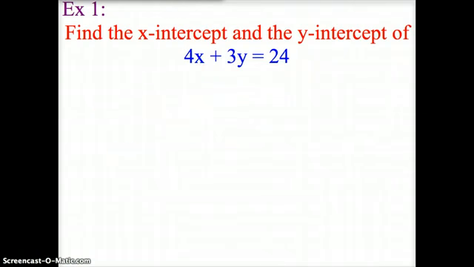Try this one on your own. Pause your video at this point and see if you get the same answer I do. Did you get ordered pairs of (0, 8) and (6, 0)? If you did, draw a unicorn on your paper. If you did not, go back to the last example and try again.